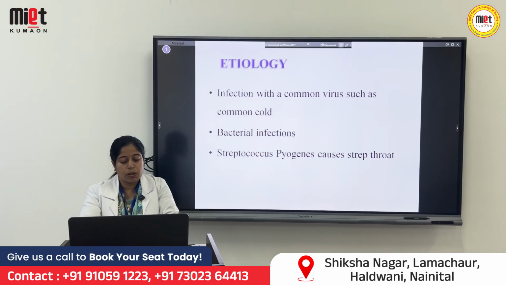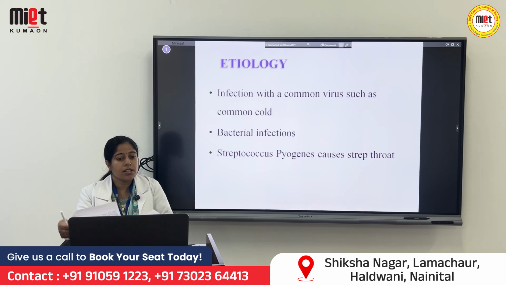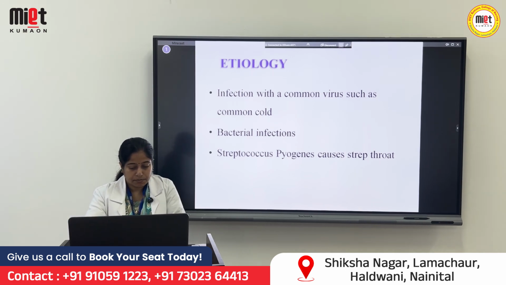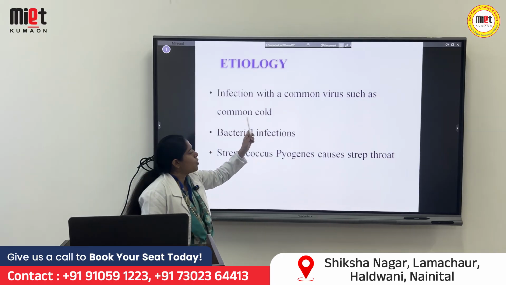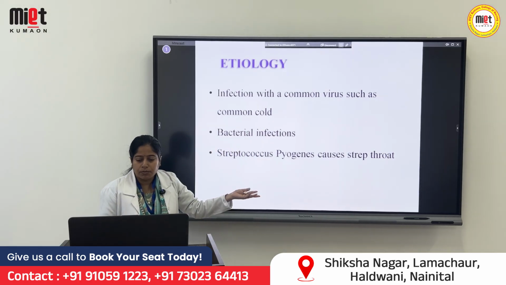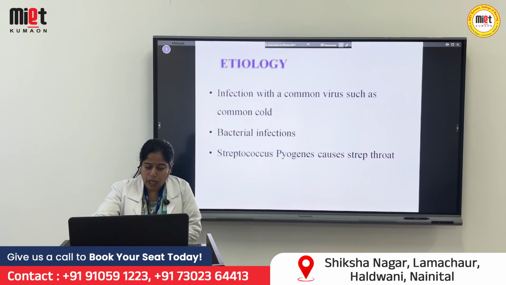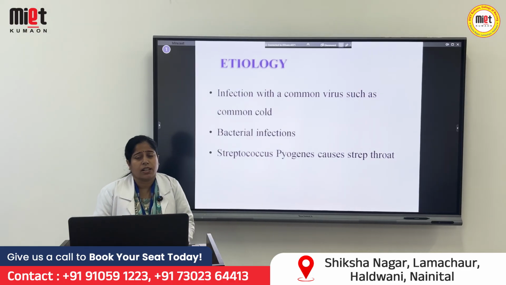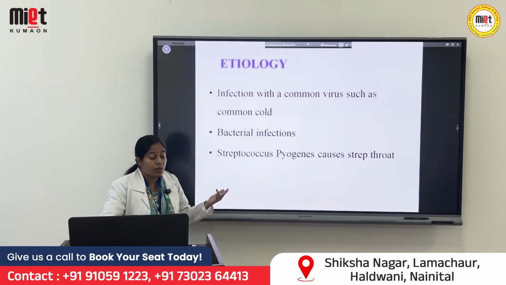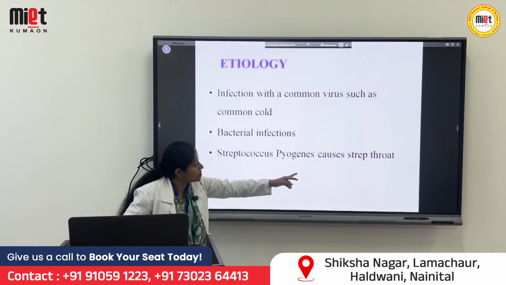Next, we will move to the etiology of the tonsillitis. What are the etiological factors? Infection with a common virus such as the common cold, for example rhinovirus, HIV, I have spoken about, and hepatitis A. Next, bacterial infection. So many types of bacteria are there, but especially which type of bacteria? That is group A streptococcus, which is very dangerous, and at the same time some gram-positive bacteria, streptococcus pyogenes, also cause strep throat.